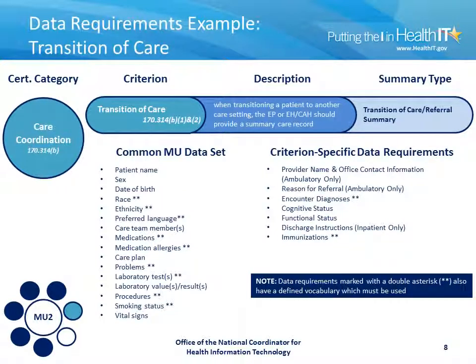Within each certification criterion associated with the consolidated CDA standard, a summary type is defined. In the case of the transitions of care criterion, there's a transitions of care referral summary defined. These summary types merely correspond to the unique set of data requirements that are required within any document pursuing that certification criterion. In many cases, document requirements are a combination of the common MU dataset, which is defined in the final rule, as well as criterion-specific data requirements. In many cases, the data requirements additionally have vocabulary requirements stipulated that need to be met when communicating the specified data requirement identified.